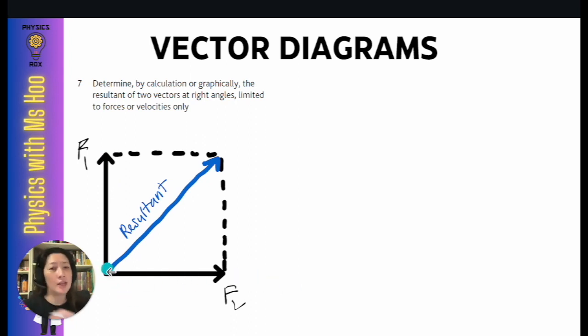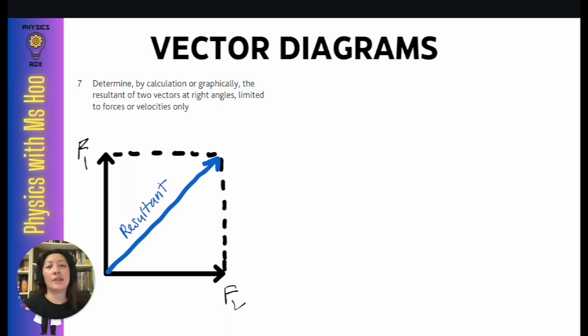For example, if it's 10 Newton, you measure out 10 cm. If it's 3 Newton, you measure out 3 cm. To get the value of the resultant, just use your ruler, measure this line, and then use the scale to get the actual value of that particular vector.